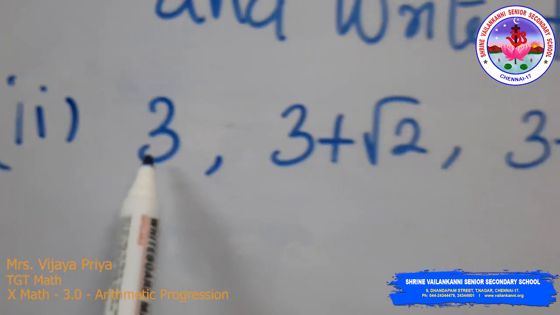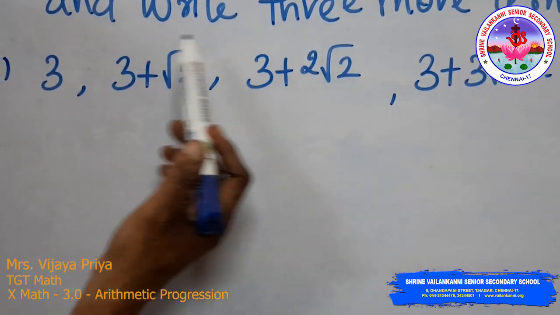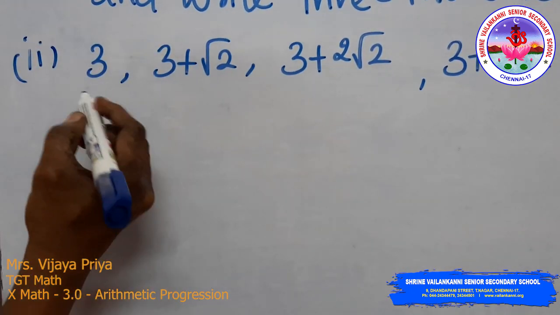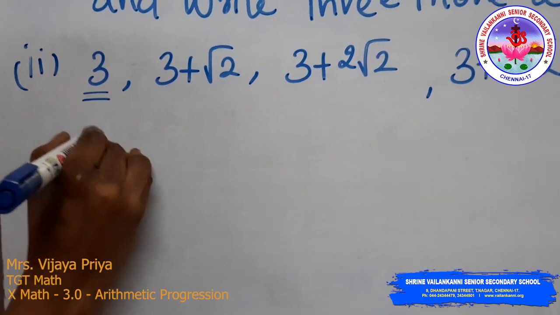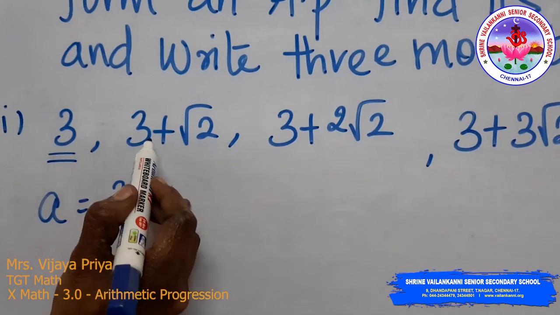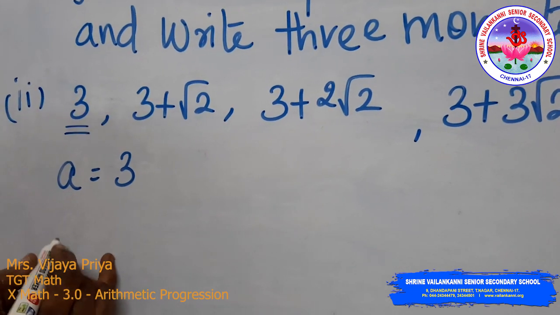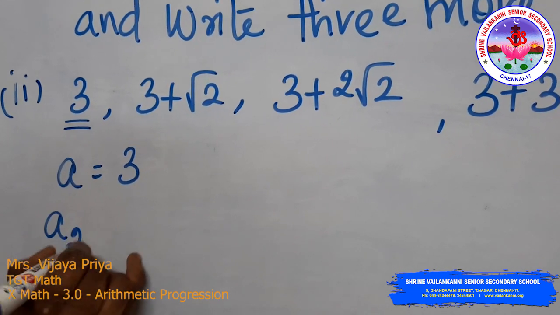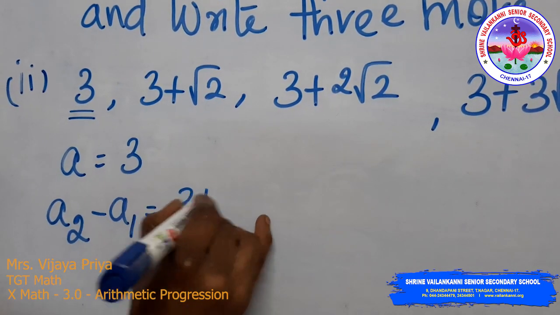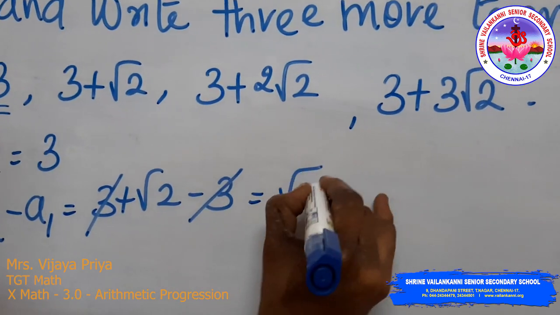Second subdivision: 3 plus root 2, 3 plus 2 root 2, 3 plus 3 root 2. I want to check first whether this set of numbers is in AP. Before going into that, we will see that the first term a is equal to 3. The second term is 3 plus root 2. So I am going to check whether these numbers have a common difference. To check the common difference, first we will subtract a2 minus a1. We get 3 plus root 2 minus 3. So plus 3 minus 3 gets cancelled. I have a difference as root 2.